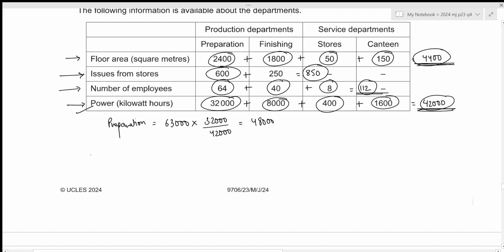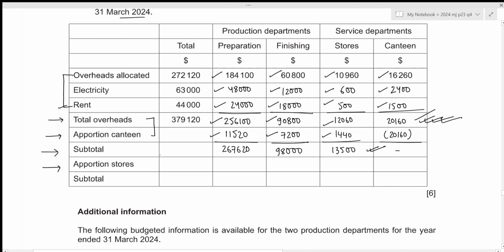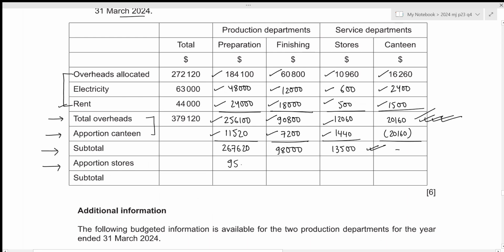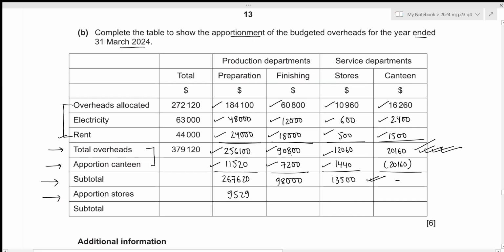So for the preparation department, that will be 13,500 times 600 divided by 850. And this results in the value of 9,529.41. We can just round it off. So that will be 9,529. Let's write it down. 9,529.